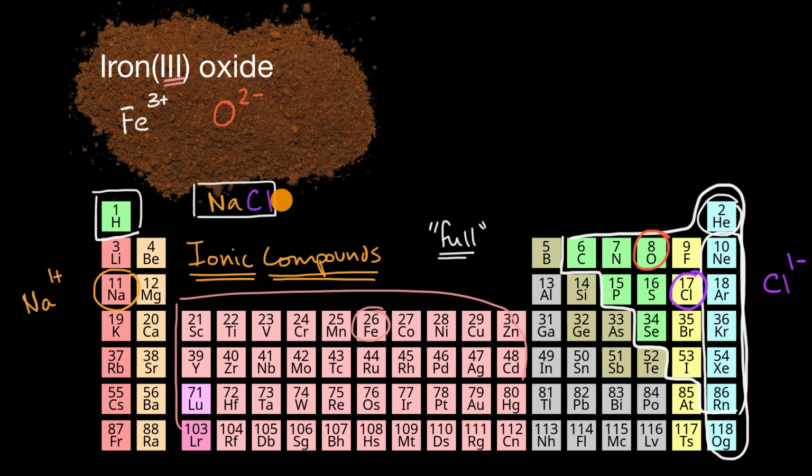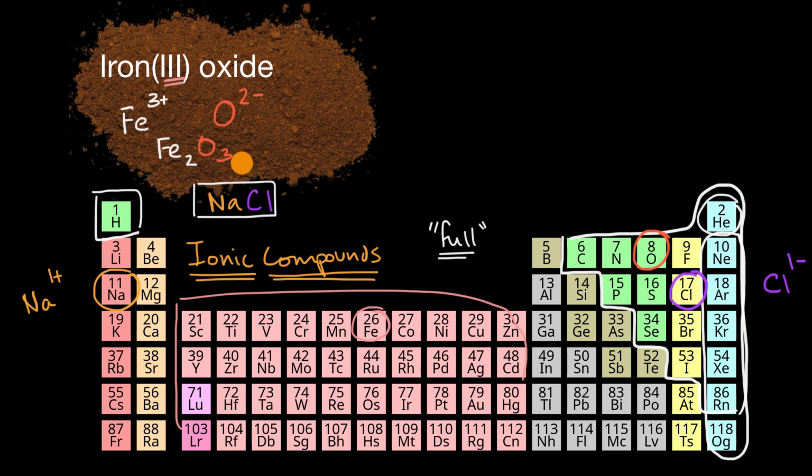So how could that happen? Well, think about it this way. If you had 2 irons and 3 oxygens, then the charges cancel out. Let me write that down. So if we had 2 irons and we had 3 oxygens, then the total charge on the irons is going to be 2 times positive 3, which is positive 6. And the total charge of the oxygens is going to be 3 times negative 2, which is negative 6. So positive 6, negative 6, they end up being neutral, to 0.